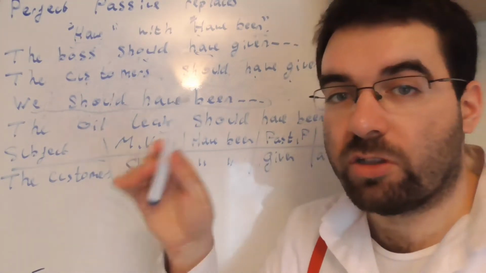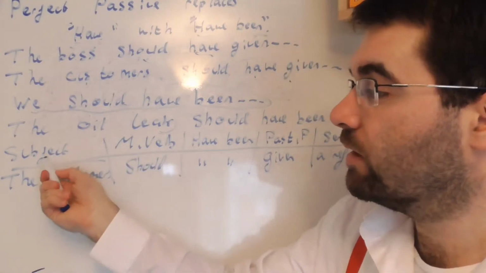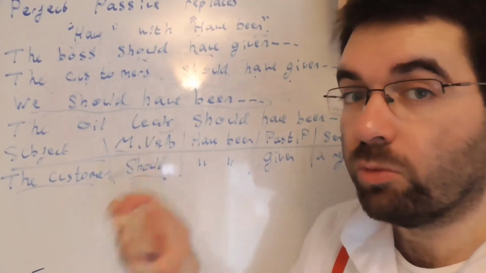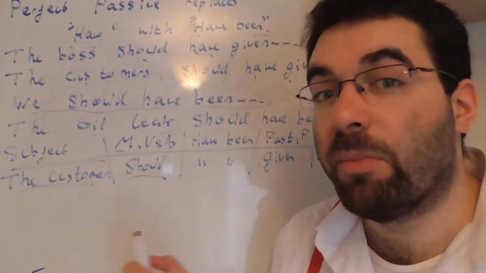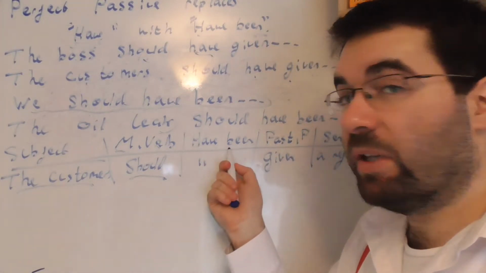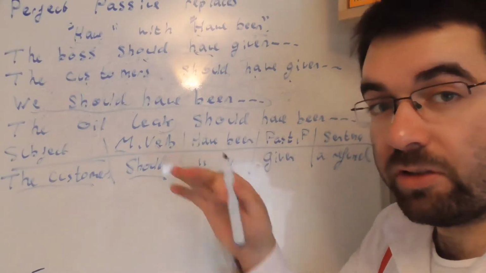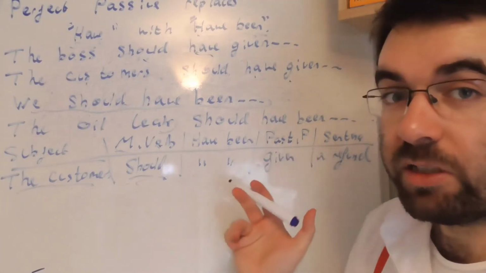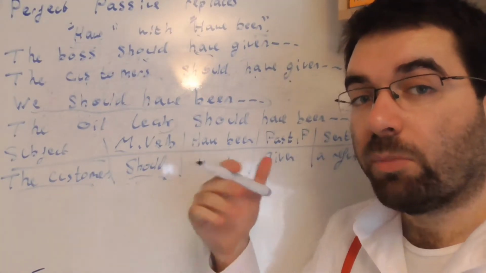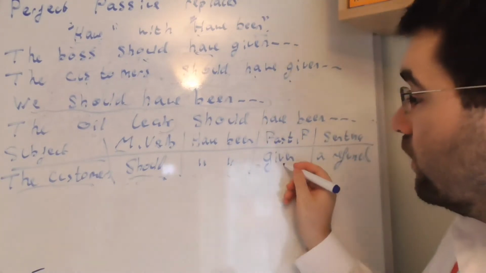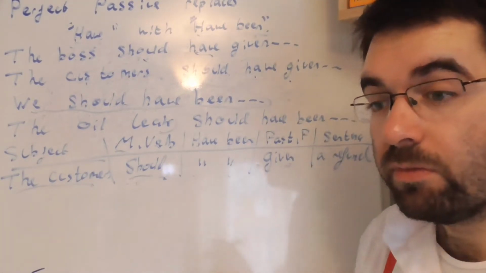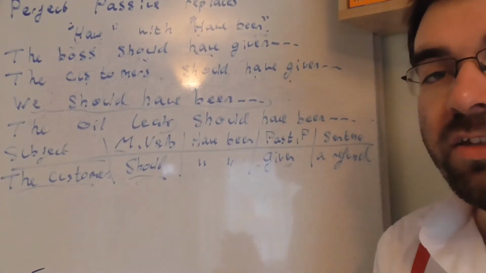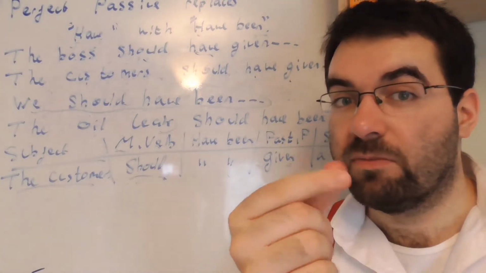But let's look at how the sentence is made. So we have subject, the customers in this case, modal verb: should, could, would, must, may, things like that, then be, may have been, or has been, depending on the context. The customers should have been, past participle, so using a verb with the past conjugation, given. Give, and given. Rest of the sentence, a refund, their money back.